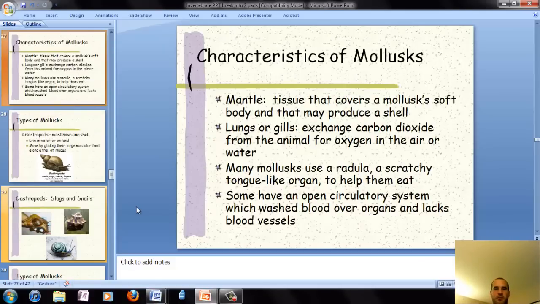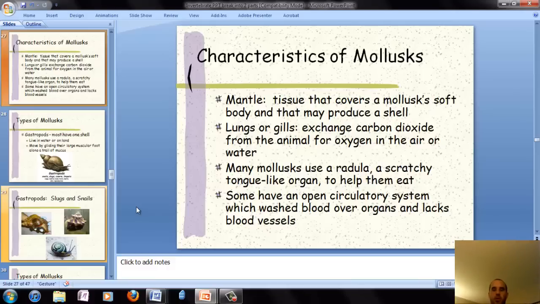And then characteristics of all mollusks, you've got the mantle. Again, that's the tissue covering the soft body, and it's going to secrete the shell. They have lungs or gills for respiration. They are able to do that with lungs or gills, and they can exchange carbon dioxide and oxygen. For the mollusks, their use of the radula is different. Some of them use that scratchy-like tongue to eat. Some of them use that to dig into the sand.